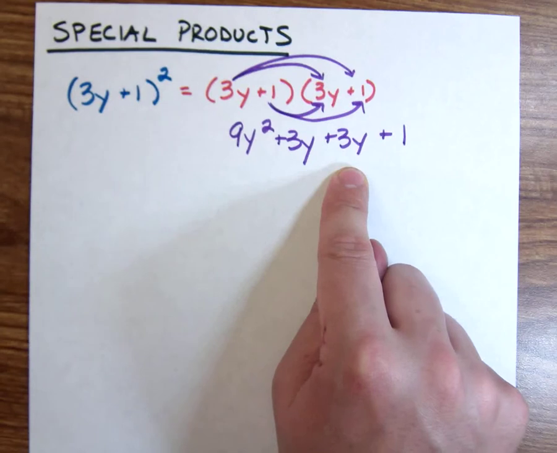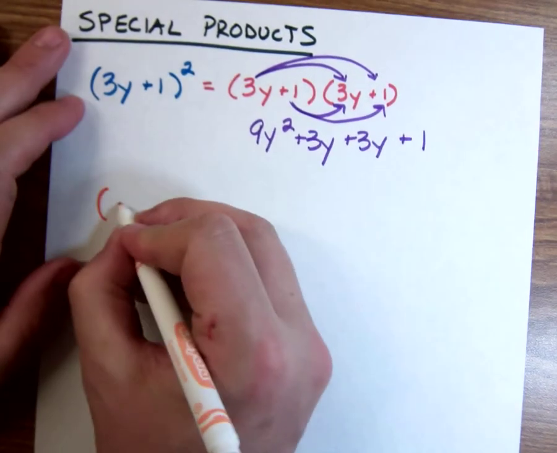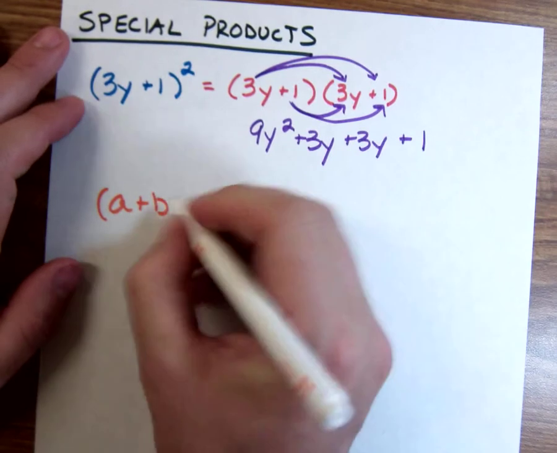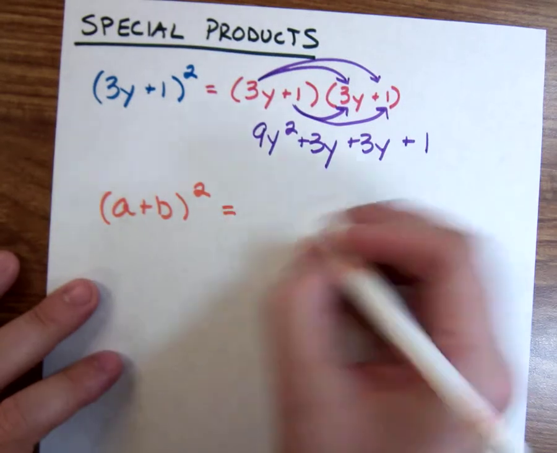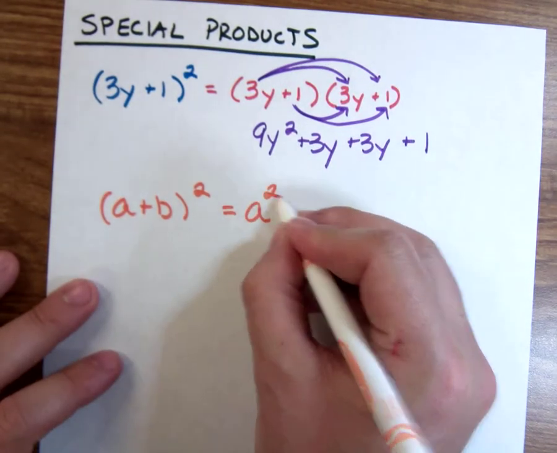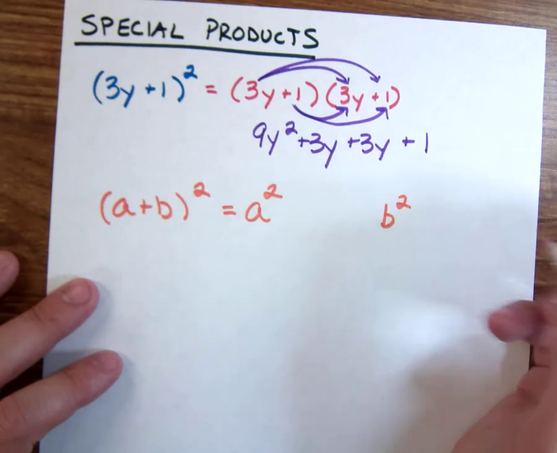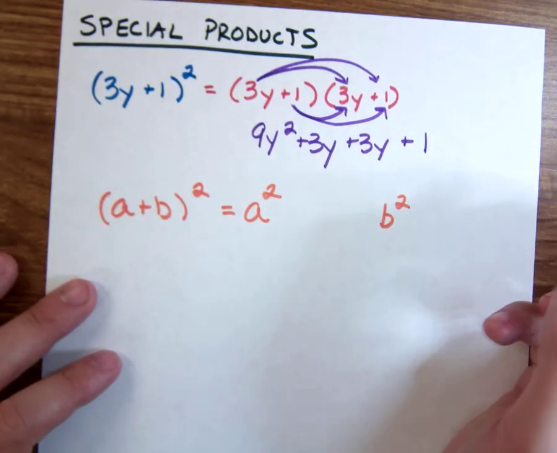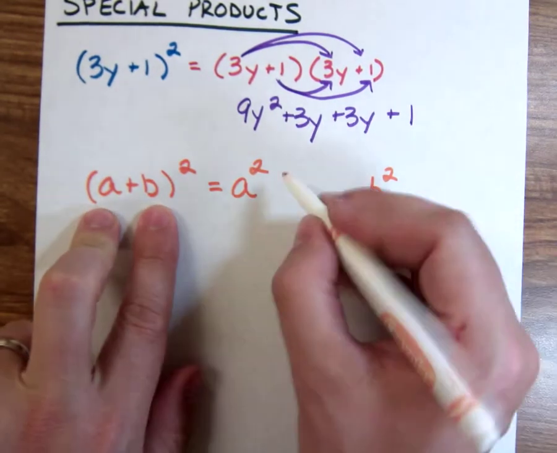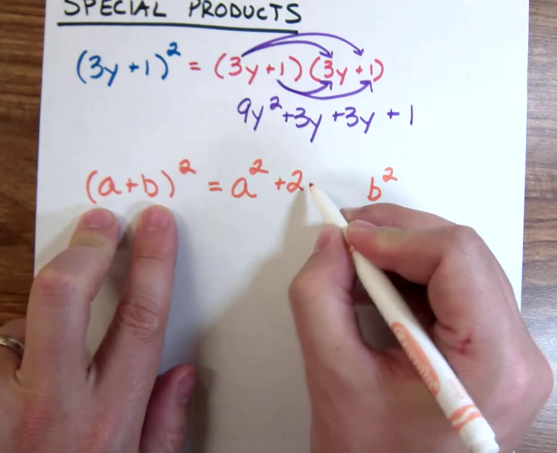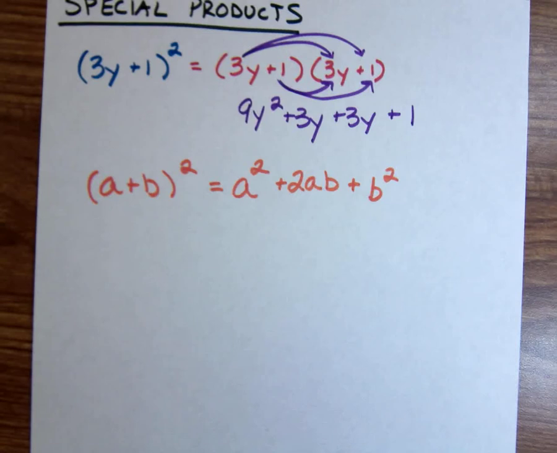So here's the shortcut. I'm going to write out the shortcut formula. I'm going to show you how to use it. The shortcut looks like this. If you have two things added together that are squared, here's the shortcut. You square the first thing. On the end, you square the last thing. And in the middle, you have the first thing times the last thing twice. 2 times the first thing times the last thing, and they're all separated by plus signs.